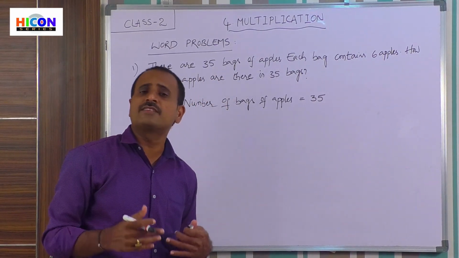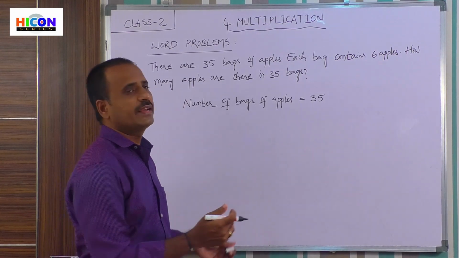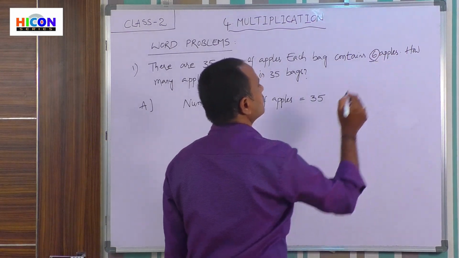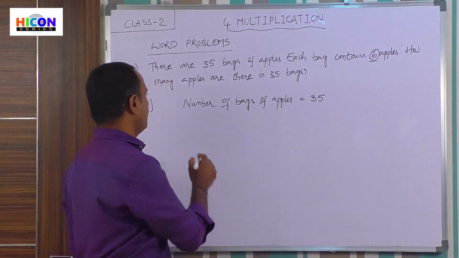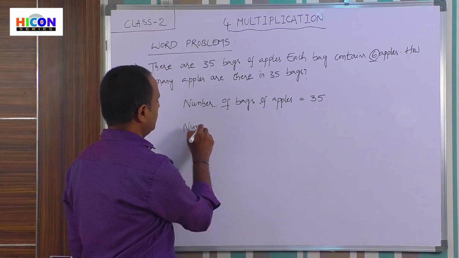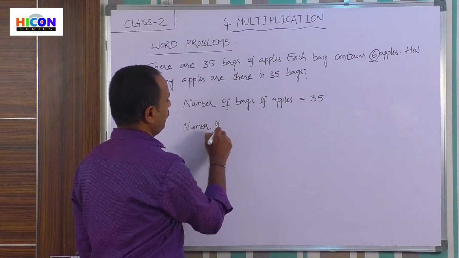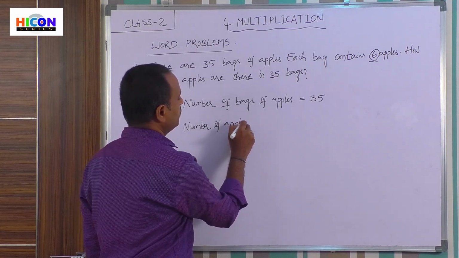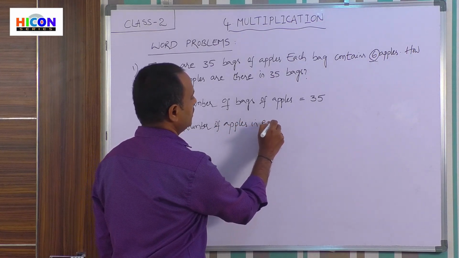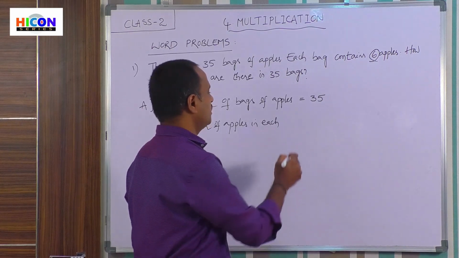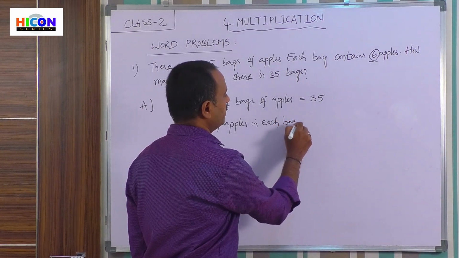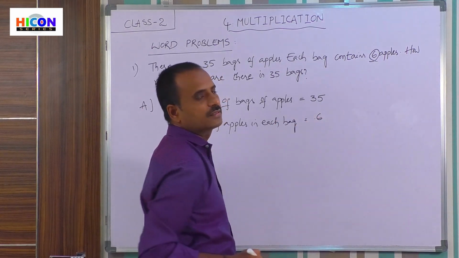Now, each bag contains how many apples? So each bag contains 6 apples. So number of apples in each bag is equal to... Children, how many apples are there in each bag? So in each bag there are 6 apples.